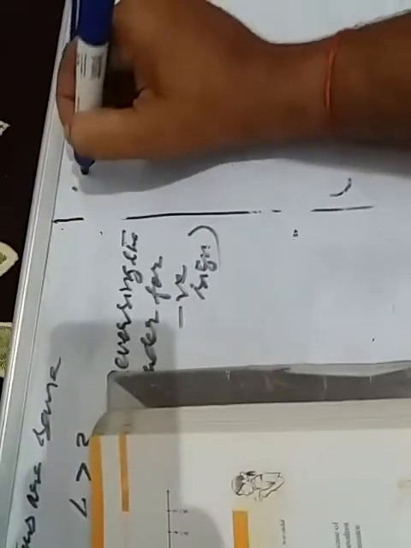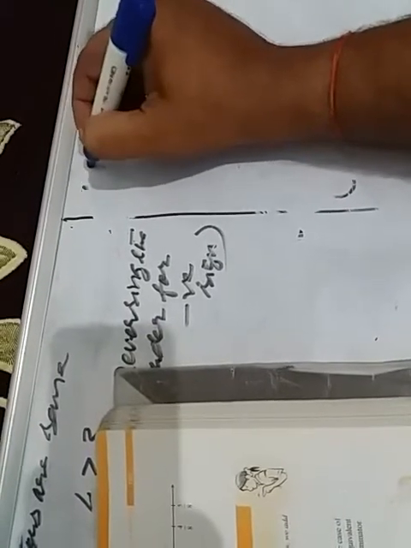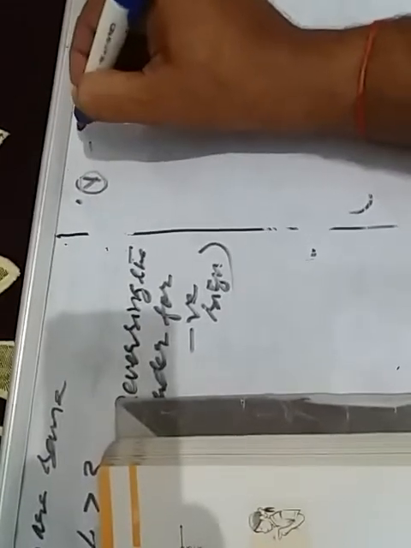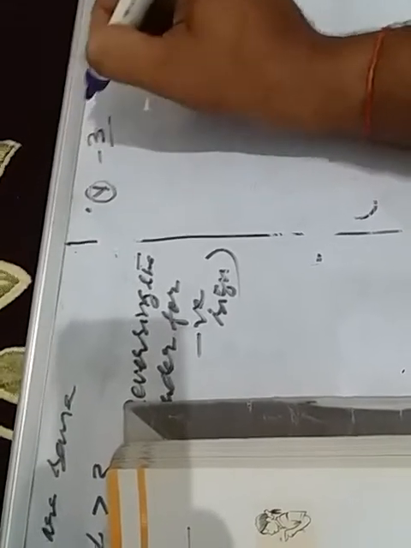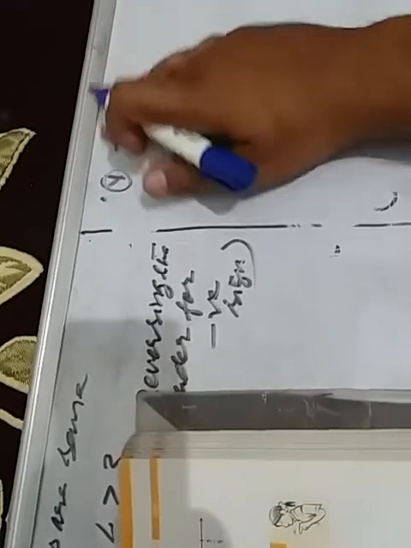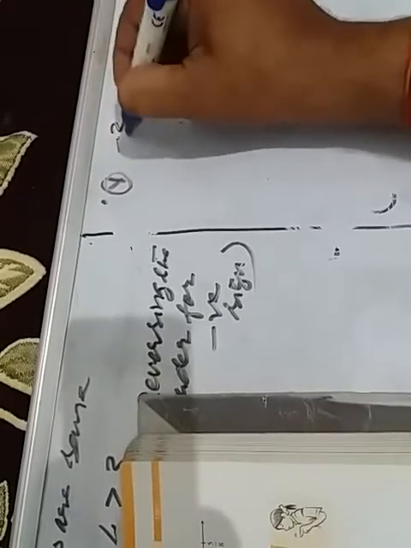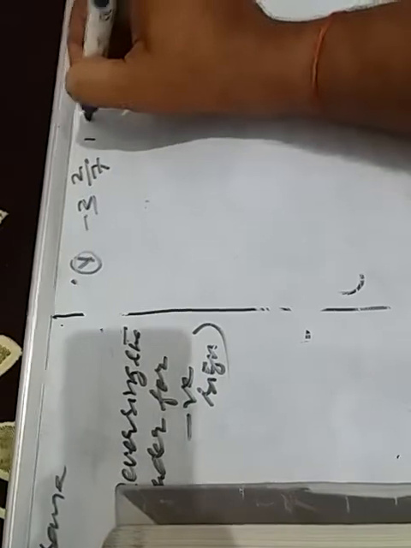Let us move to the next part, that is, the fifth part of the question: minus 3 and 2 upon 7, and minus 3 and 4 upon 5.